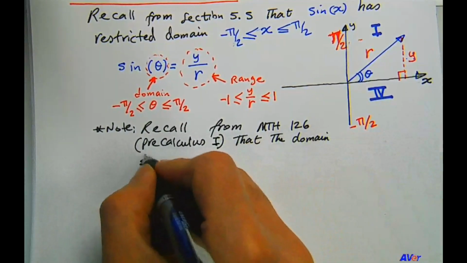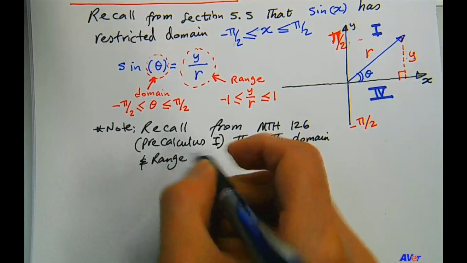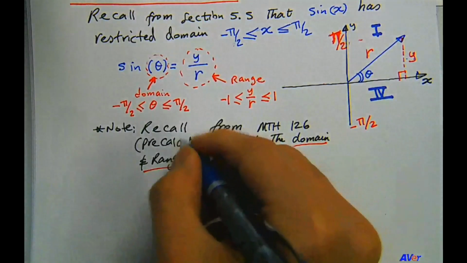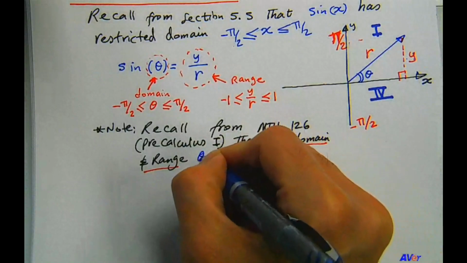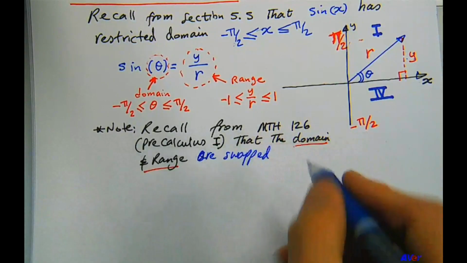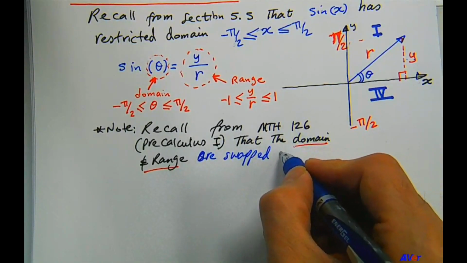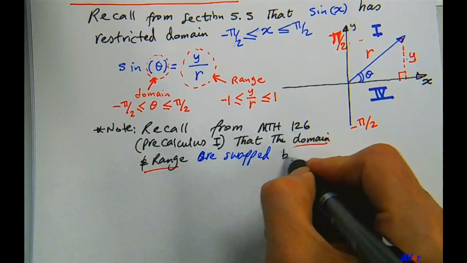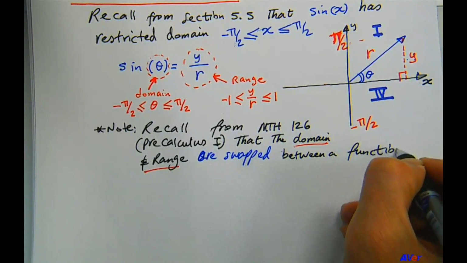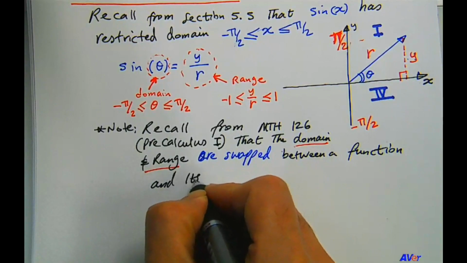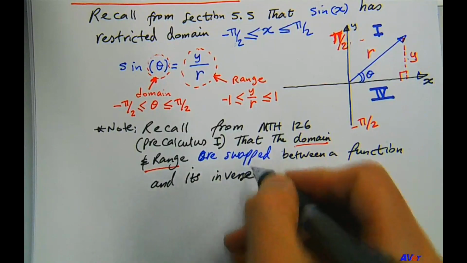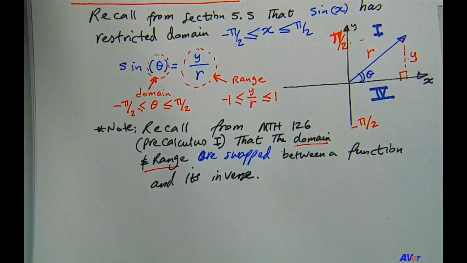that the domain and range swap roles. So the domain and range are swapped between a function and its inverse. That's always true for any function, including the trigonometric functions.